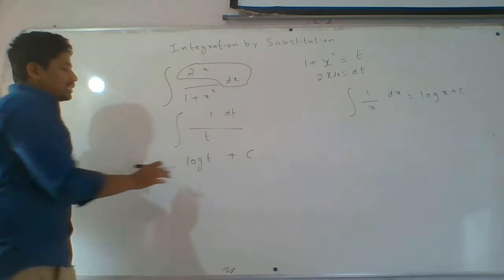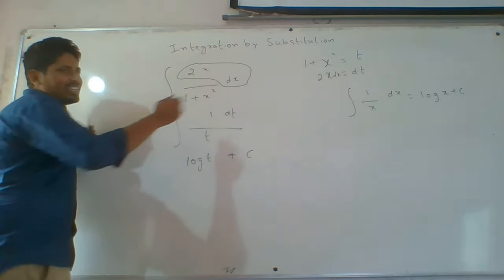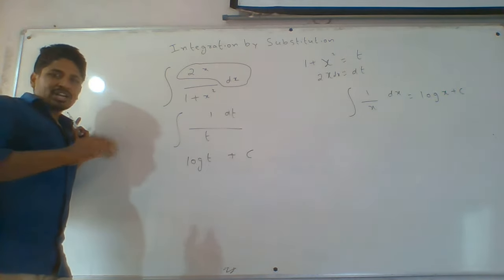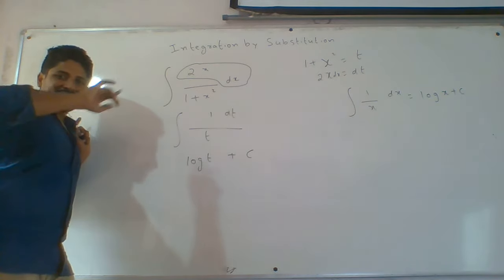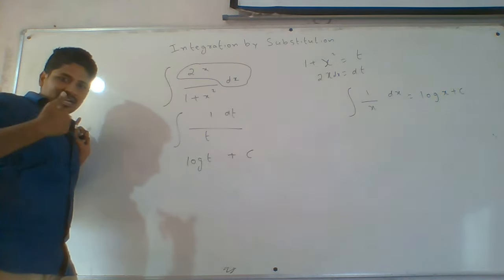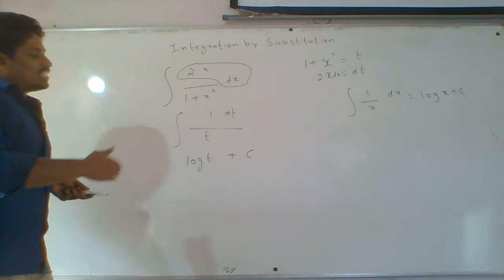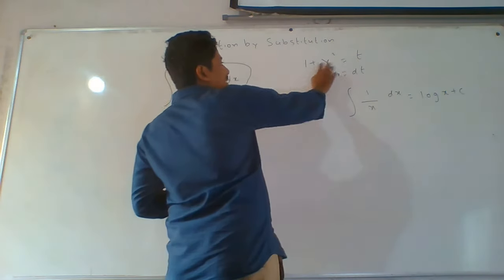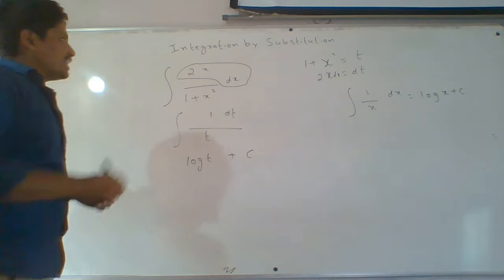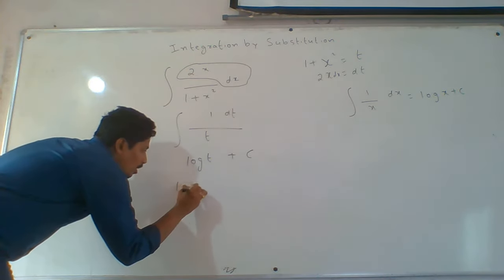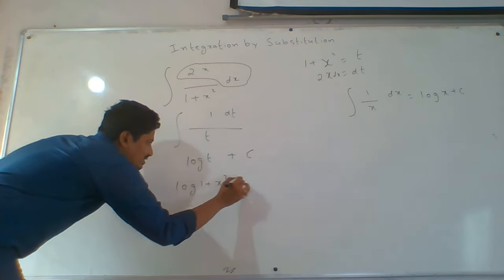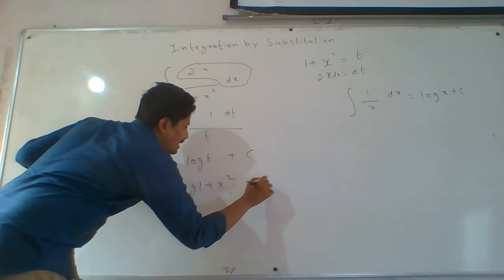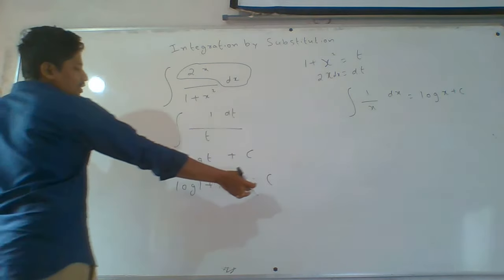So here, log t plus a constant. In the question there is no t, but we considered something as t and got the answer in terms of t. Actually the question is in terms of x, so we should give the answer also in terms of x. What is the relation between x and t? 1 plus x square equals t. In the place of t, substitute: log of 1 plus x square plus C, the integral constant.